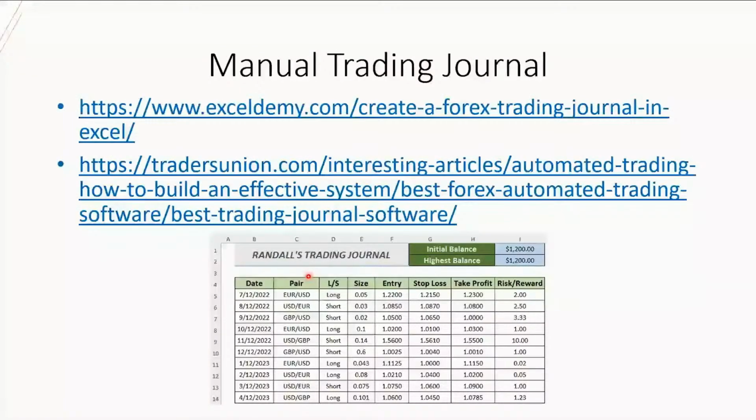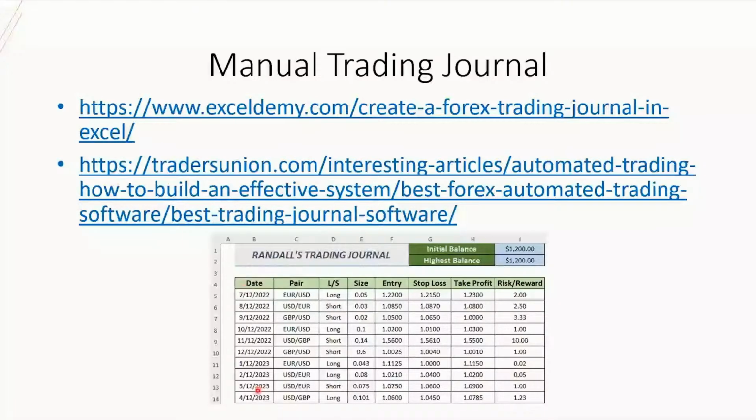Okay, so we'll start off with the manual trading journal, because personally this is what I use. I guess I'm a bit old school. I like to use an Excel sheet, and I record all my trades, right? So this is an example. The picture that you see here is an example of how a typical manual trading journal could look like.